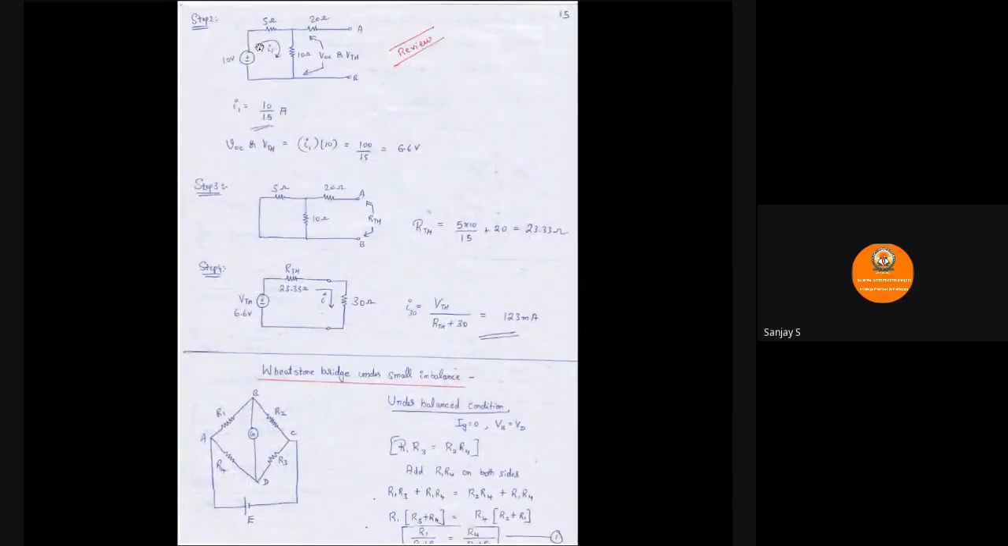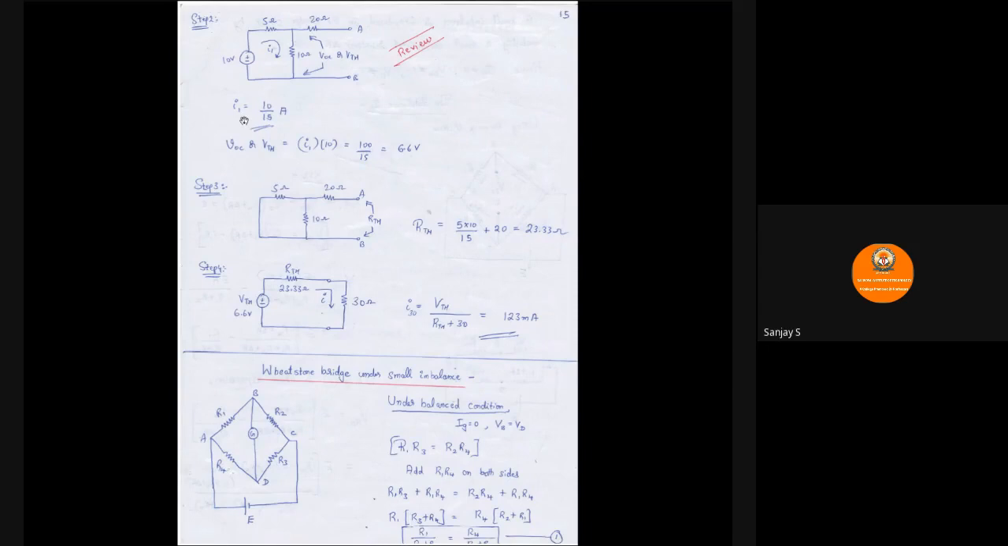If you try to find the current flowing through this first loop, I1 will be equal to, using Ohm's law, V divided by R. R is nothing but the sum of the resistances. Since ends A and B are open, no current will flow through this 20 ohm. Current only is going to flow in the loop here. So this current will be equal to voltage divided by total resistance. Total resistance is 5 plus 10, which is 15. Voltage is 10. So 10 divided by 15 is the current, which is I1.